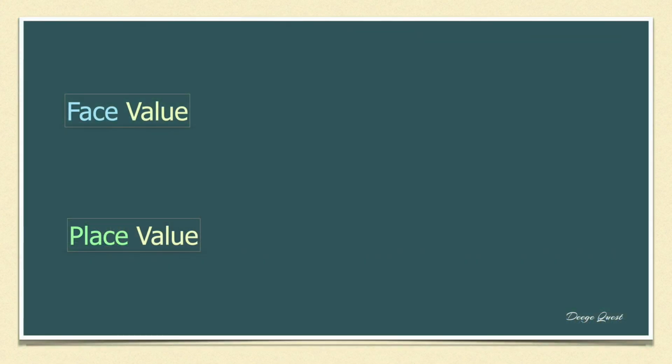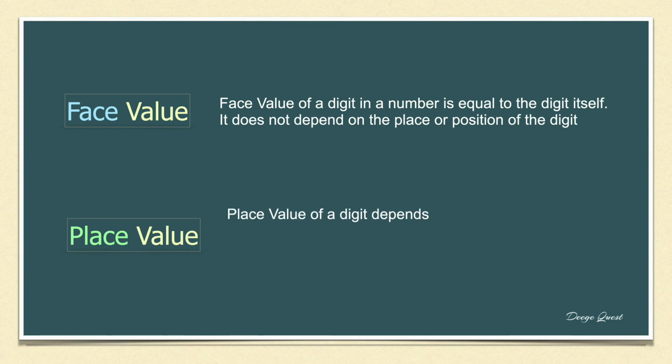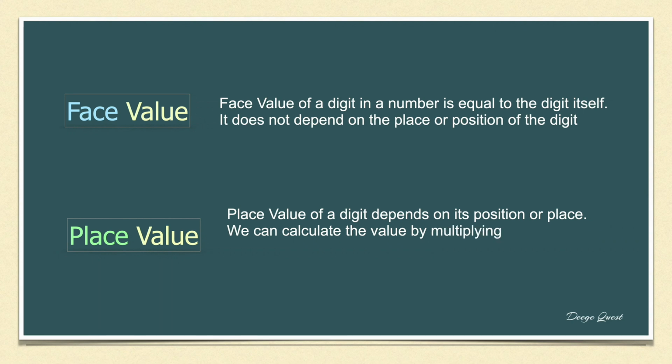Hey Dad, face value of a digit in a number is equal to the digit itself. It does not depend on the place or position of the digit. Place value of a digit depends on its position or place. We can calculate the place value by multiplying the digit with the unit of the position or the place.